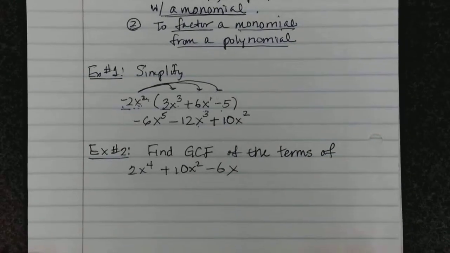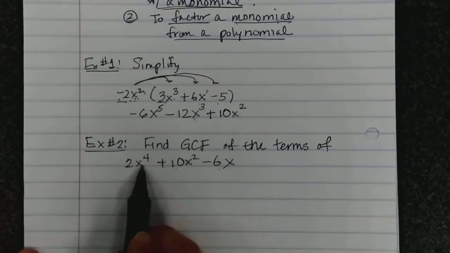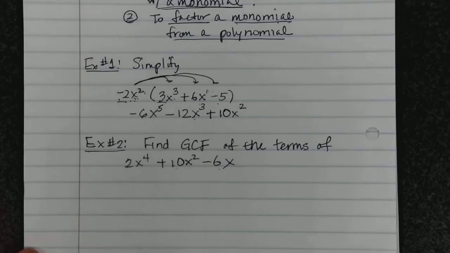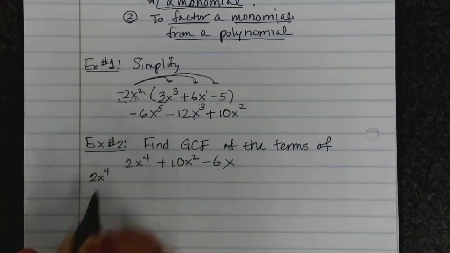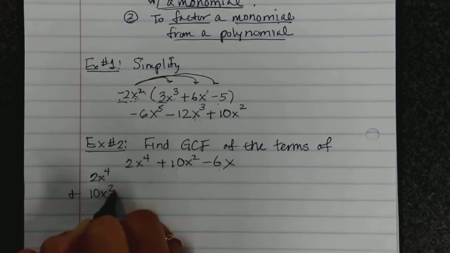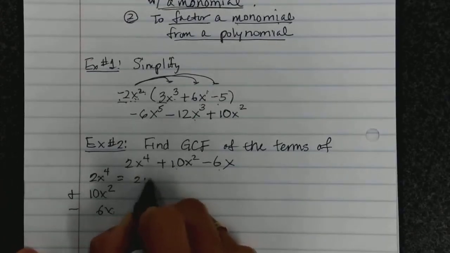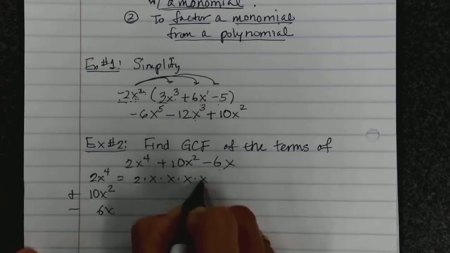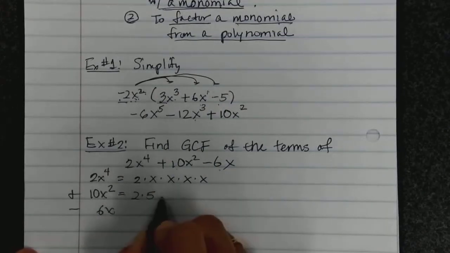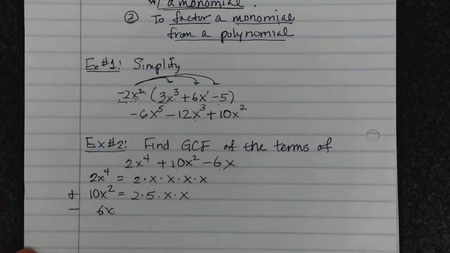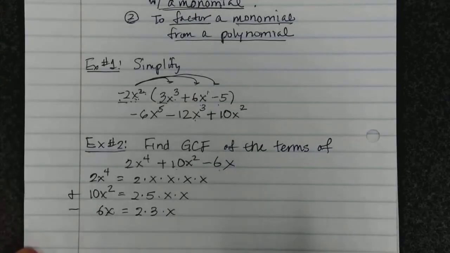So I want to know what is the biggest number that could go into 2, 10, and 6, as well as what is the biggest number of x's that could go into all of them. So what I like to do is break these down. So 2x to the 4th, plus 10x squared, minus 6x. I'm going to break those down. So 2 times x times x times x times x, which is 2x to the 4th. And 10 is 2 times 5, times x squared. And 6x turns out to be 2 times 3 times x.